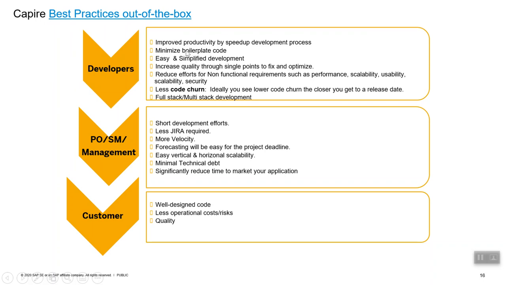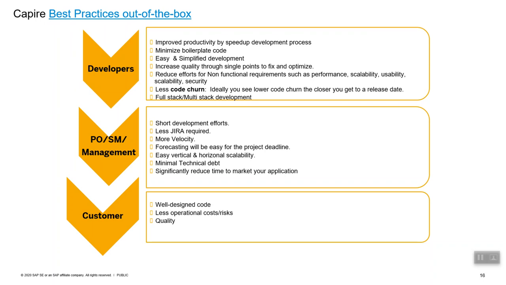Capire will improve productivity by speeding up the development process and minimizing boilerplate code. You don't need to write a lot of code to develop applications or services. It is very easy and simplifies your entire development. You don't need to worry about what to do to deploy an application on a HANA database or the cloud; this framework will provide easy configuration for you. For example, we can easily scale the application without changing the entire code or design.